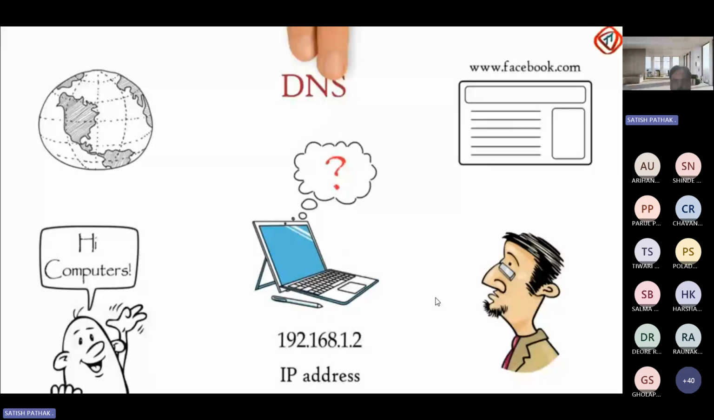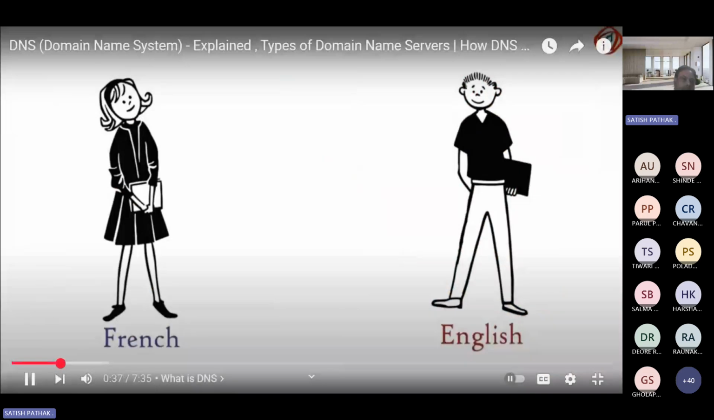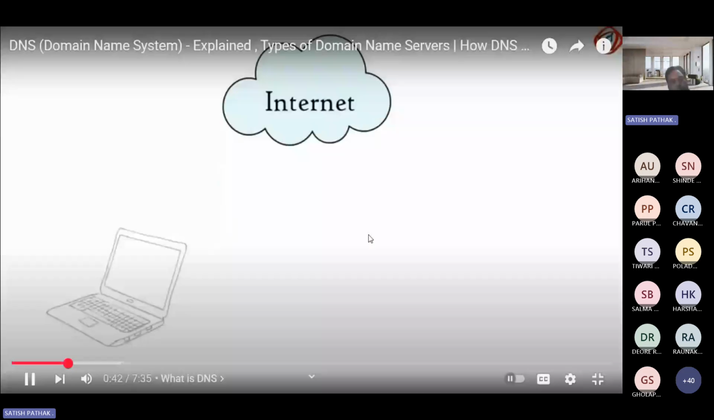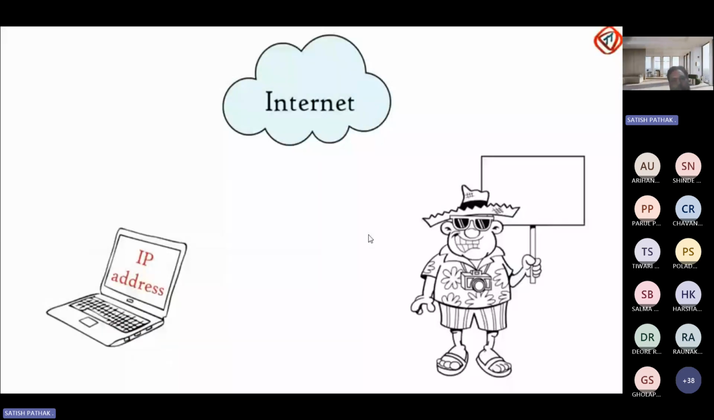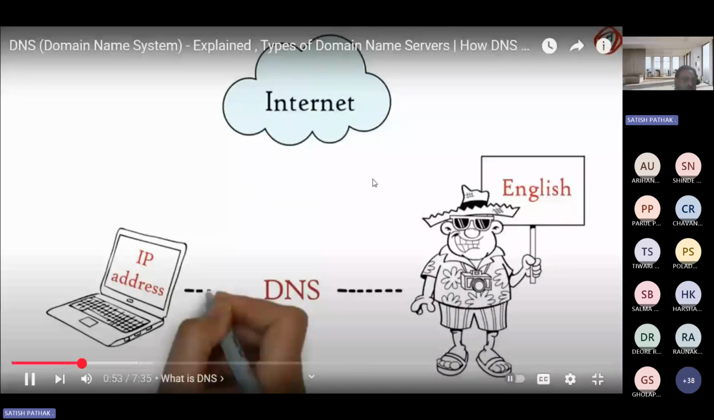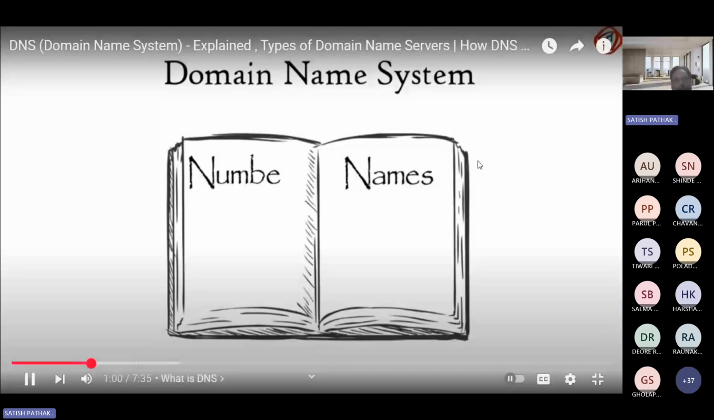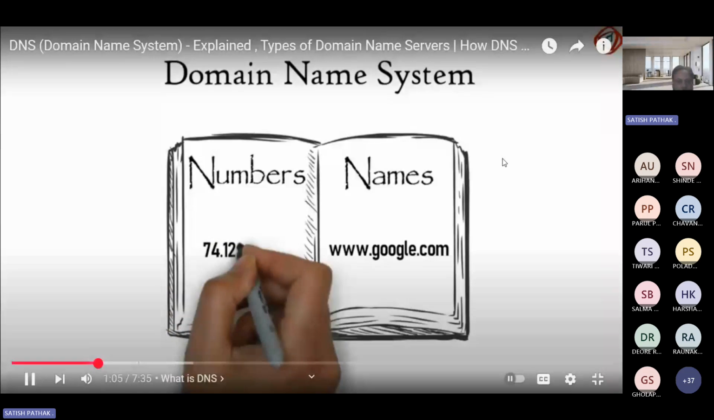Suppose we speak English and we want to communicate with a person who speaks French. For effective communication, we will need a translator. Same is the case on the internet too. Computers or web browsers understand IP addresses and we humans understand our languages, say English. DNS acts as a translator between humans and computers. DNS, or domain name system, maintains a table where names are mapped to numbers, or more specifically, where websites' domain names are mapped to their IP addresses.